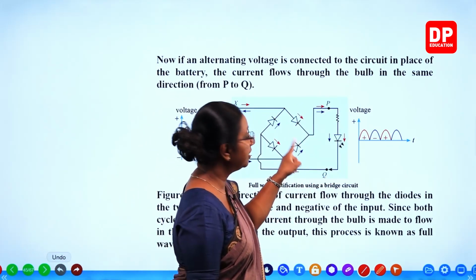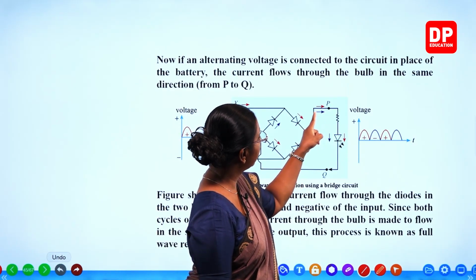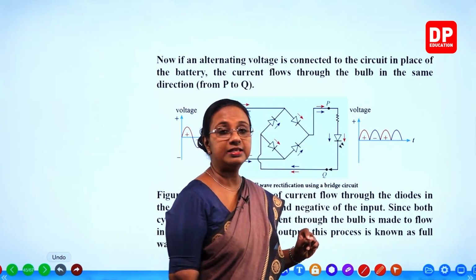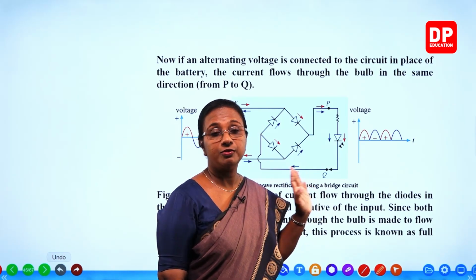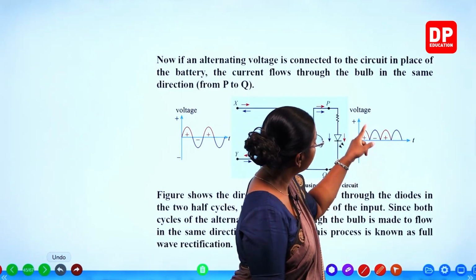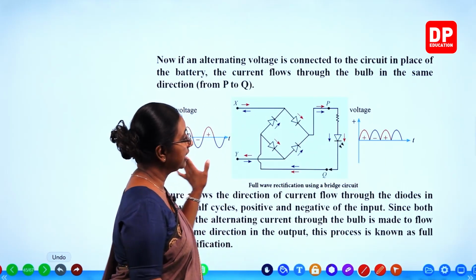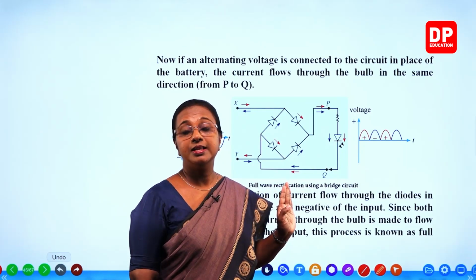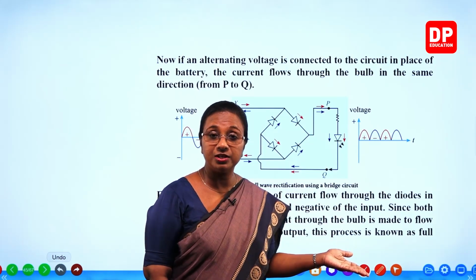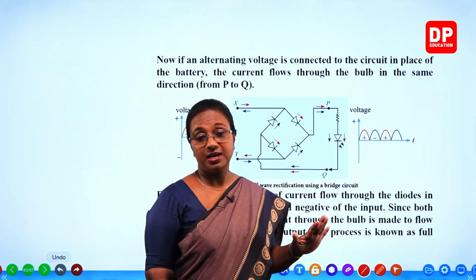But this part of the circuit, you can see in both instances, both the red arrow and the blue arrow, they pass through P, then through the LED to point Q. The direction of the current flow is the same. So, what happens to the blue color half waves? They also come to the positive direction. So, now the alternating current has been converted to direct current. And the whole wave, the full cycle of the wave has been converted to positive current. That is why we call it full wave rectification.